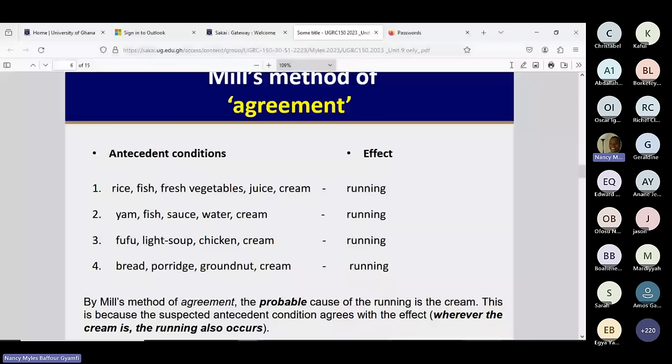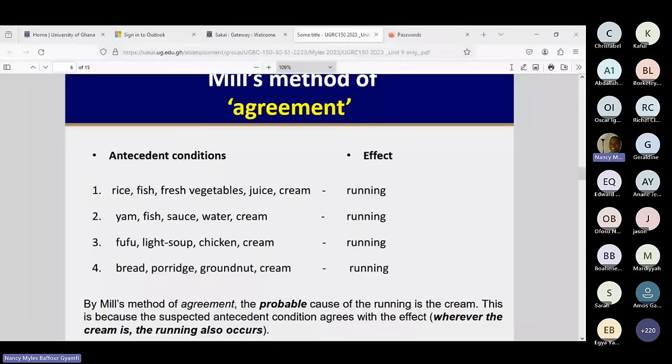But see what makes a method of agreement. For all the four people, they have different meals, but one meal is common. It's running through all. So if you look at some other content, they call it common thread. One thread that is running through all of them. It's common. It agrees. That's where the name is coming from. In all the different meals that the people had, one thing is common.